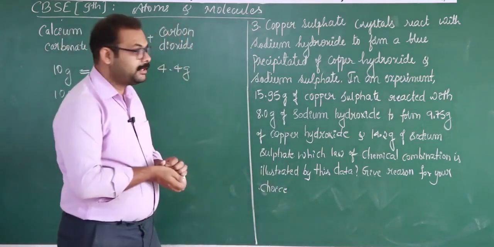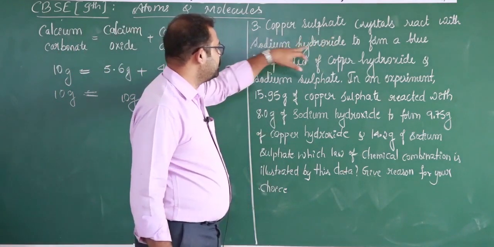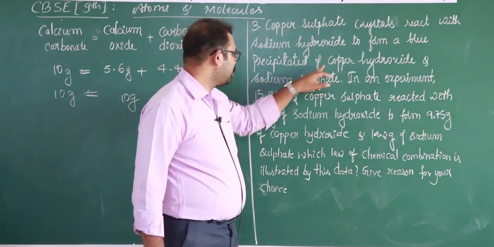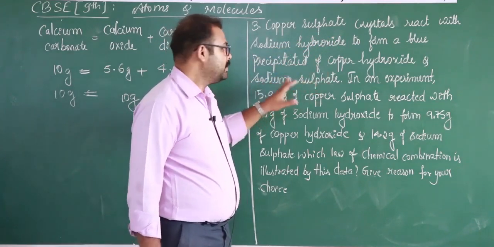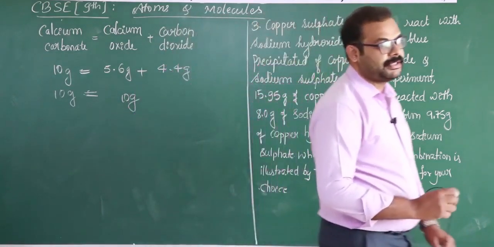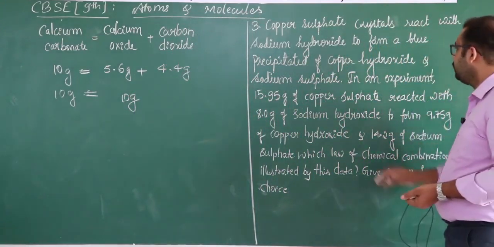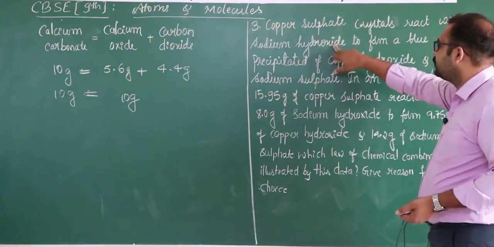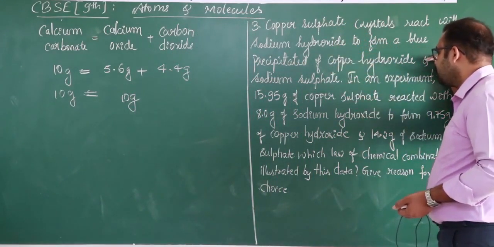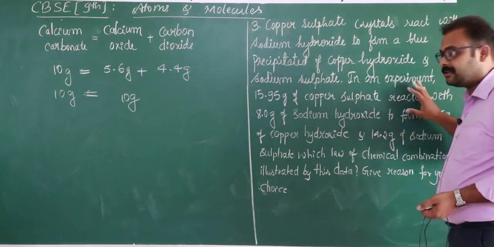Okay, so let me read the problem. Copper sulfate crystals react with sodium hydroxide to form a blue precipitate of copper hydroxide and sodium sulfate. So this is the equation. In this, what you have to find? The first thing is that you have to find the reactants and the products. Copper sulfate and sodium hydroxide are the reactants, and copper hydroxide and sodium sulfate are the products, and they have given their respective masses.